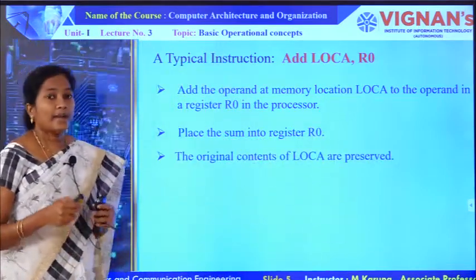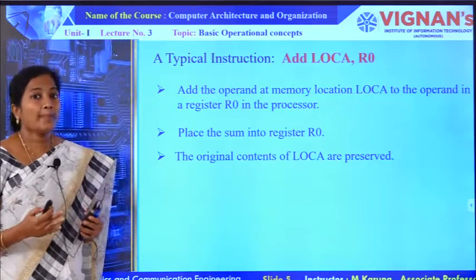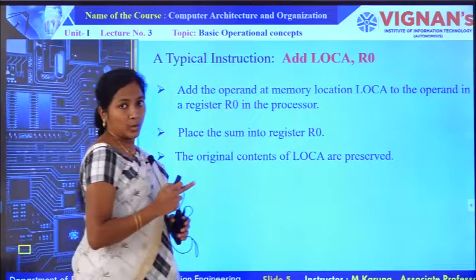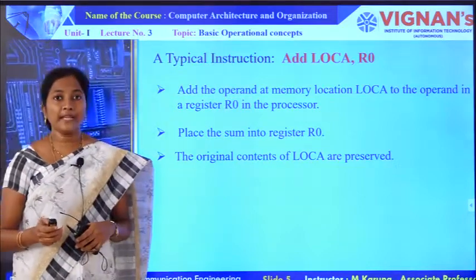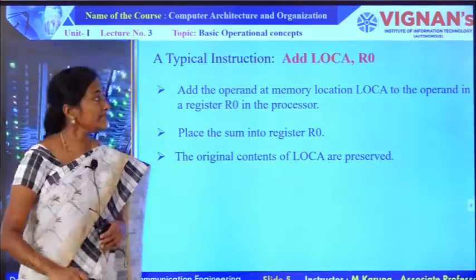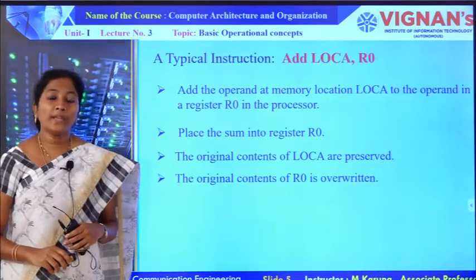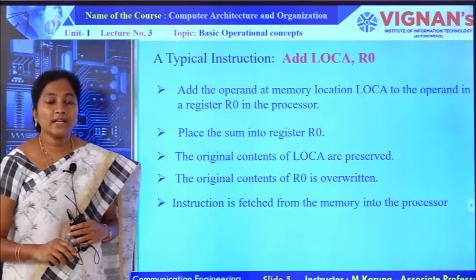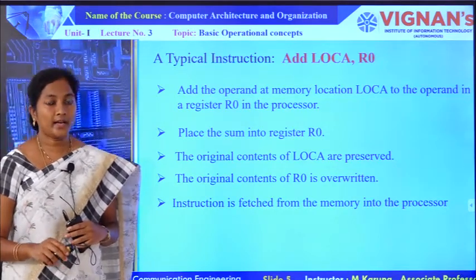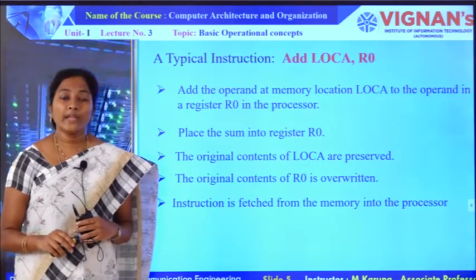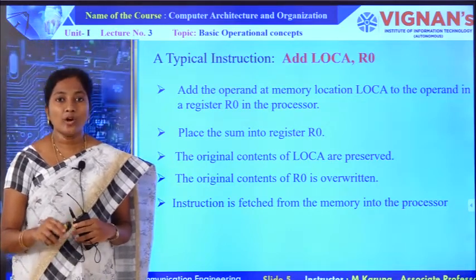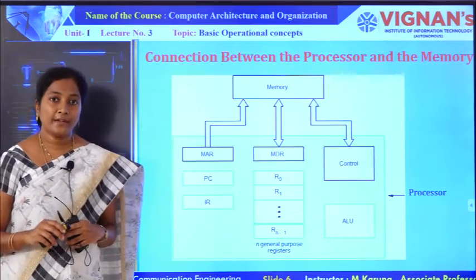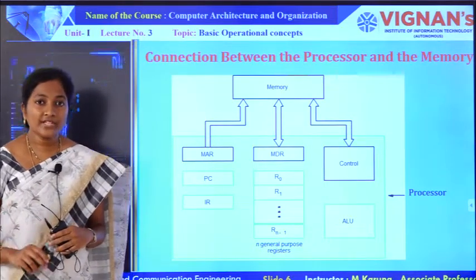After performing the operation on the data in R0 and the memory location, the output will be stored in R0. That means the content of R0, whatever was stored previously, will be erased. Now the result will be stored in R0. That means R0 will be rewritten by the output data. Let us see how this operation is performed with the help of functional units.